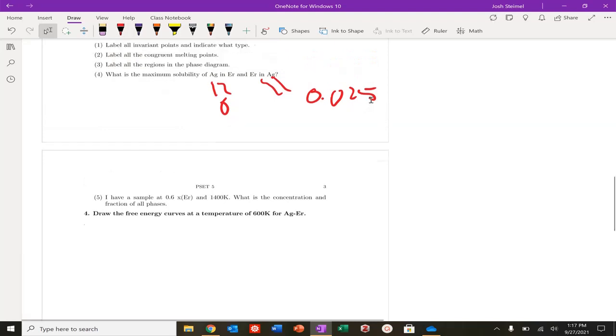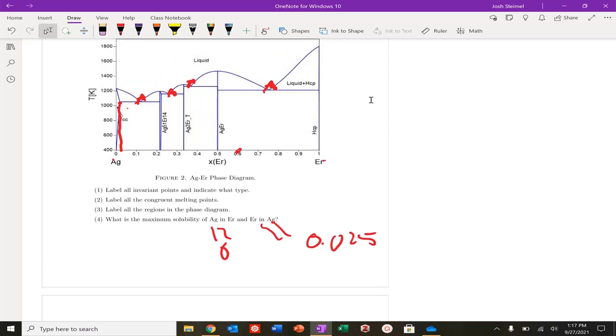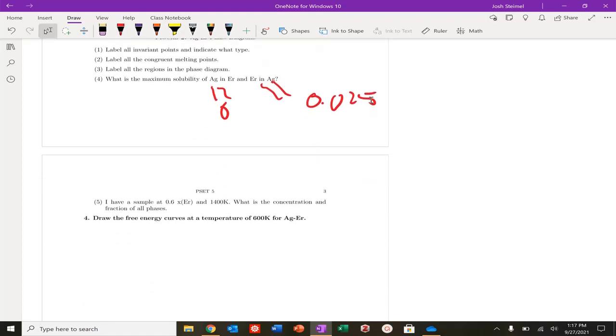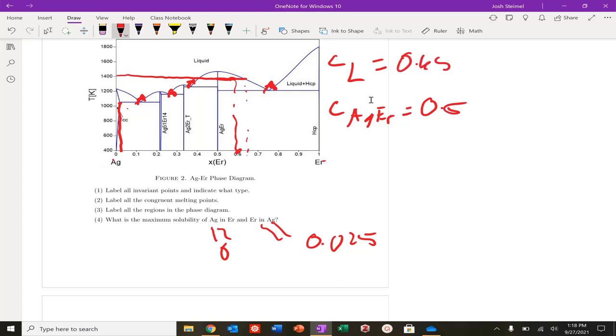What else do we have? I have a sample at an x of Er equals 0.6, right here, and a temperature of 1400 K. So 0.6, and I'm at basically this line here. So I'm right here. What is the concentration and fraction? We can draw our tie line again. I'm at this initial composition, in the liquid phase and also the AgEr phase. The concentration in the AgEr phase is 0.5. The concentration in the liquid at this temperature, let's just call it 0.65.